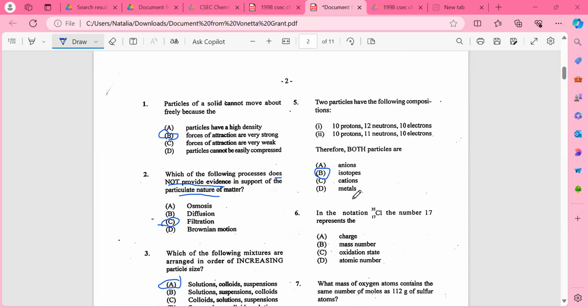In the notation, chlorine 17 35, 17 is the atomic number, 35 is the mass number. So it says the number 17 represents the atomic number, or the number of protons.